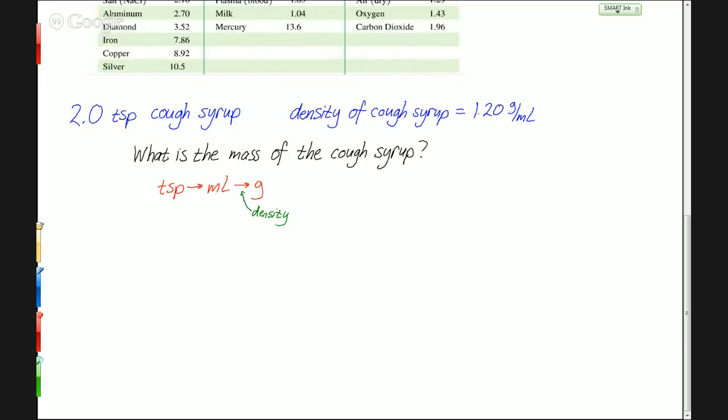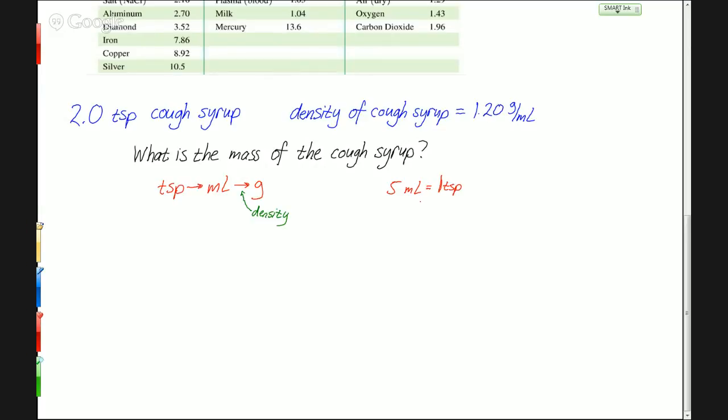So let's say we look that up. 5 milliliters. It could be helpful to remember those conversions. So 5 milliliters is 1 teaspoon, 3 teaspoons in a tablespoon, and 2 tablespoons in an ounce. So 5 milliliters is a teaspoon, 15 milliliters is a tablespoon, and 30 milliliters is about an ounce. You don't need to know all those numbers, but they can be helpful if you're cooking or mixing drinks or something.